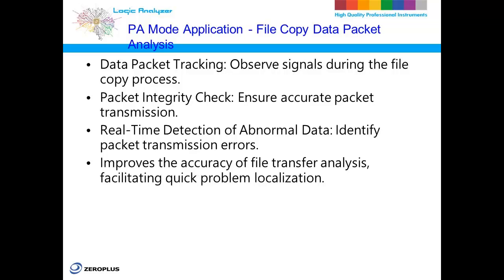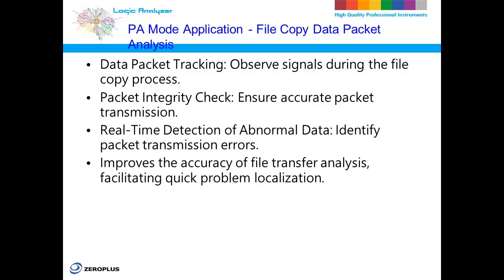Accuracy improvement: B2 provides high-precision timing analysis and packet parsing capabilities, allowing for extremely accurate tracking of the transmission process of each packet. This ensures transmission accuracy. Whether it's low-speed or high-speed data transfer, B2 can provide precise analysis, helping you quickly identify and resolve issues.